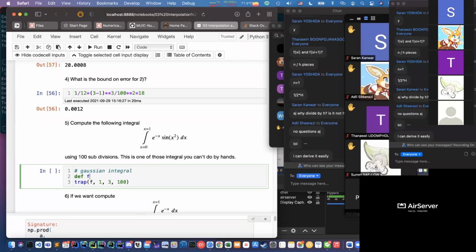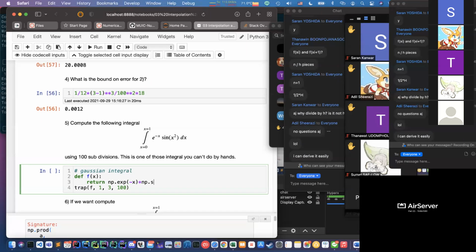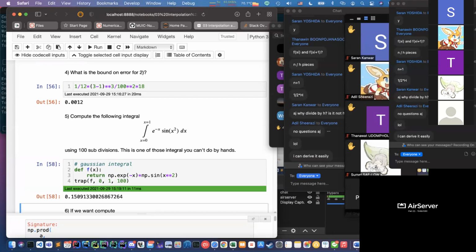Okay, but this thing is easy now, right? If you want to integrate this from 0 to 1, that's so easy. I can do this. Return exponential of minus x multiplied by np.sin of x squared. You can try by parts and whatever you want, but I think you're gonna get into a loop. Okay, and I just need to do this, and then my problem is done. There, done. You think it's much easier than figuring out how to do integral by parts.